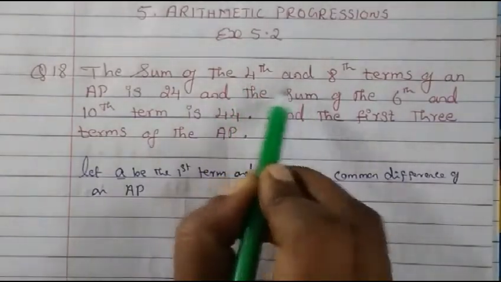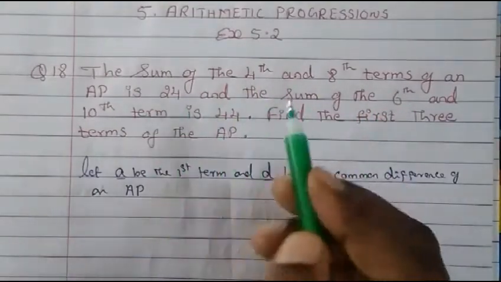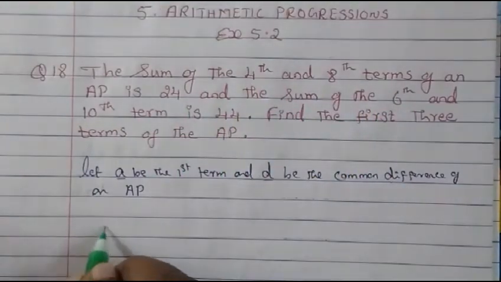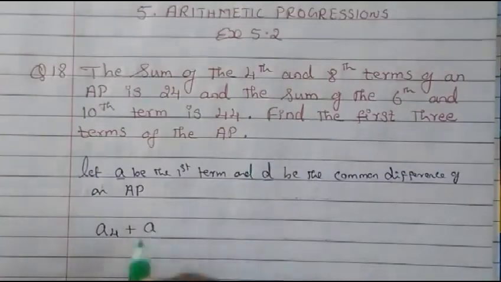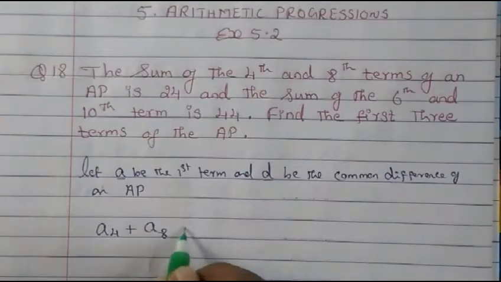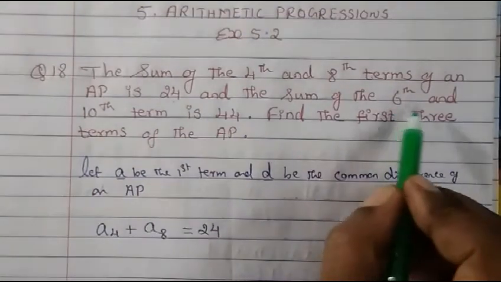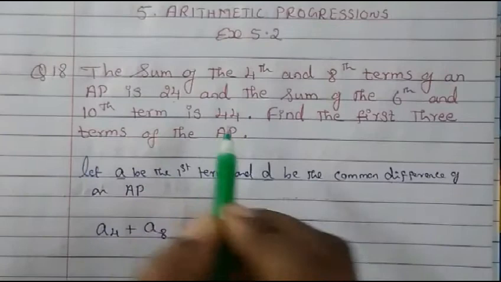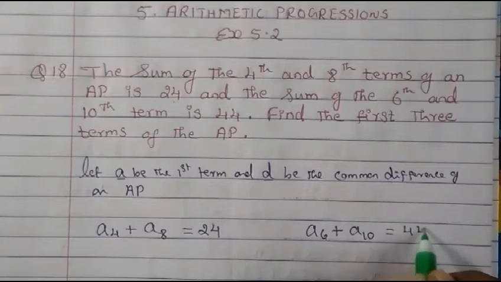So let's write down according to the question what we have. The sum of the 4th and the 8th term of an AP is 24. So that means A4 plus A8, the 4th term and 8th term together, sum of it is 24. Then next what we have is the 6th and 10th term is 44. So A6 plus A10 together is 44.